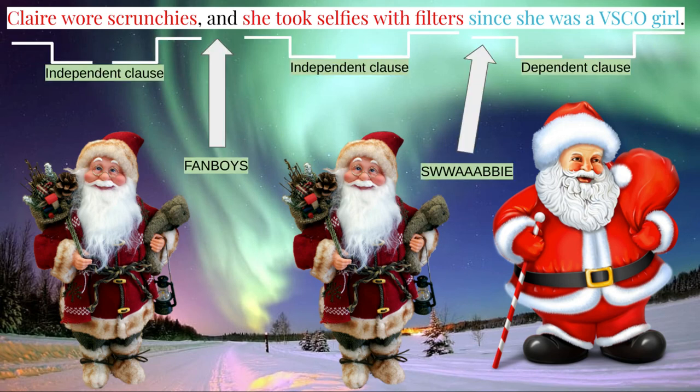All right, you're starting to catch on. There's pictures and colors to kind of help you here. The first independent clause, Claire wore scrunchies, followed by a comma and your fanboys to connect it to your independent clause. She took selfies with filters. And then a SWABI there to help identify that you have a dependent clause. Since is your SWABI. Since she was a VSCO girl is your dependent clause.